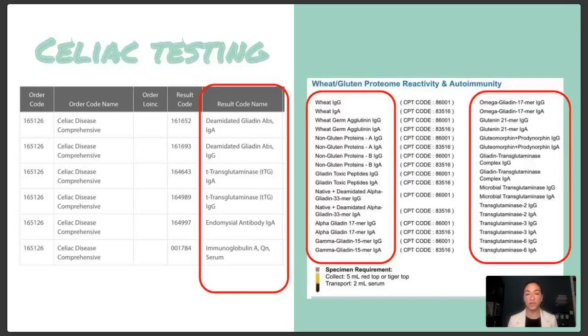So this really just allows you to understand that there are massive limitations with the testing, and you might not be knowing the full picture of, do you truly have celiac, and do you truly have to navigate away from gluten?